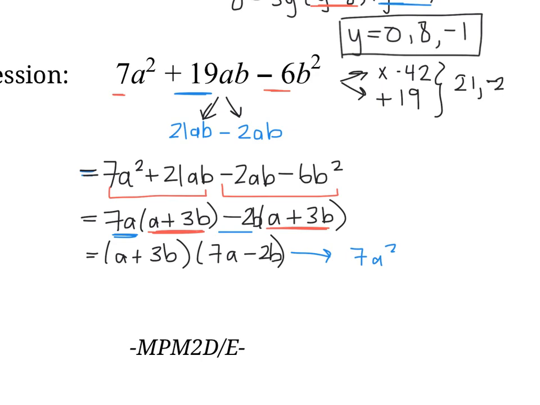Okay, so now let's keep expanding. So I've got a times 7a is 7a squared. A times negative 2b is going to be negative 2ab. Next I have 3b times 7a. So we've got plus 21ab. Notice, don't these look familiar? Don't these look like this? Okay, and we got 3b times negative 2b is going to be negative 6b squared. And when we simplify, we're going to get 7a squared plus 19ab minus 6b squared.